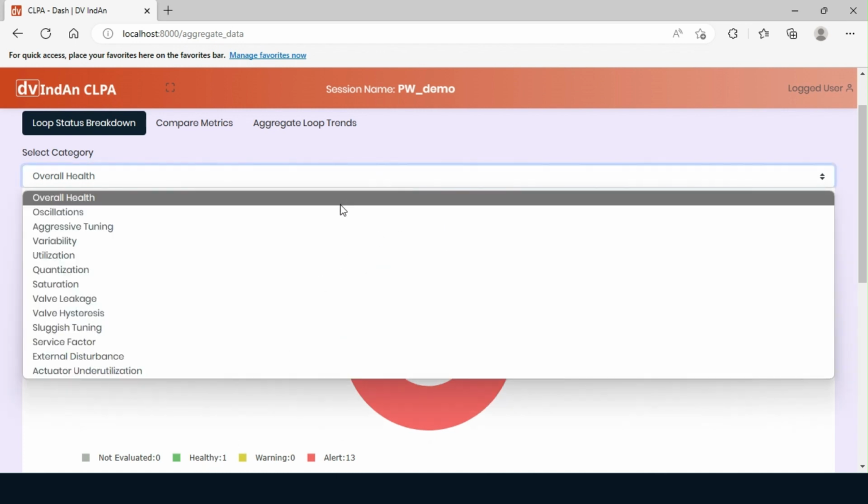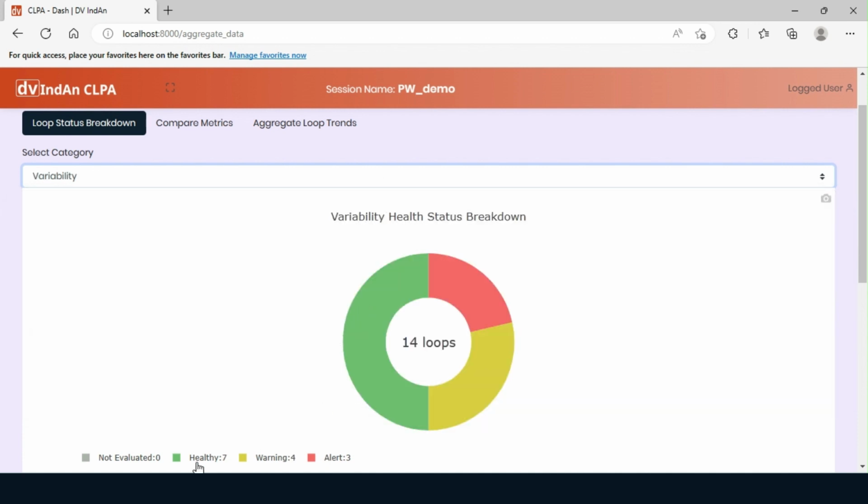Let us look at the health status of the loops with respect to variability. 7 out of the 14 loops are healthy, while 4 have a warning and 3 have an alert.